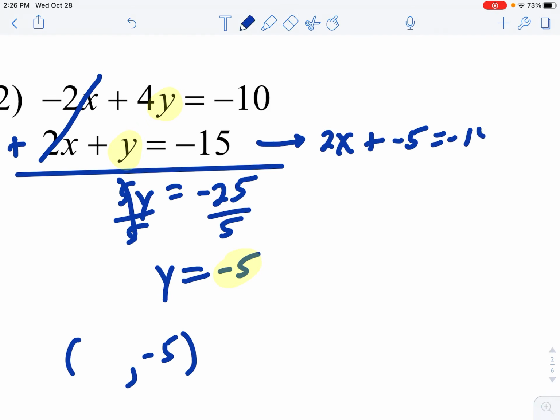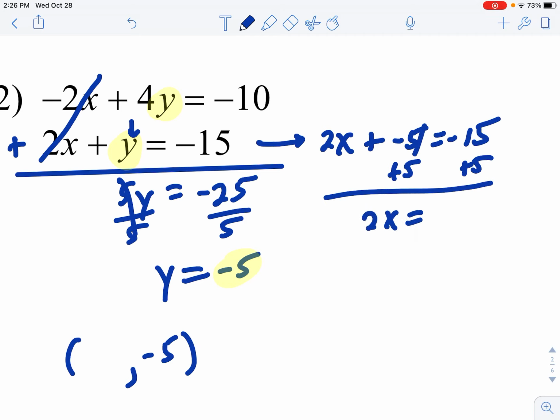It's just going to be in the way anyway. So I plug the negative 5 in for y, and then I can work this out. Add 5 to both sides. You get 2x equals negative 10, right? Negative 15 plus 5 is negative 10. Divide by 2. Negative 10 divided by 2 is also negative 5.